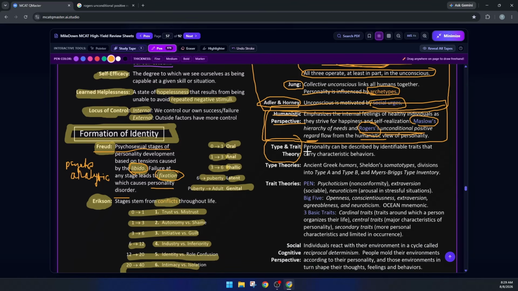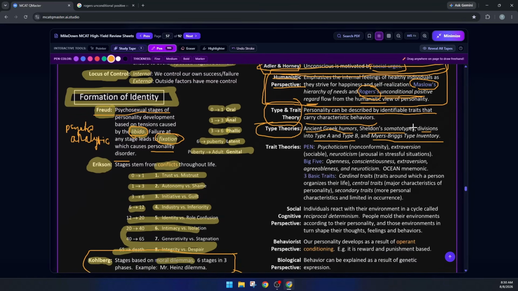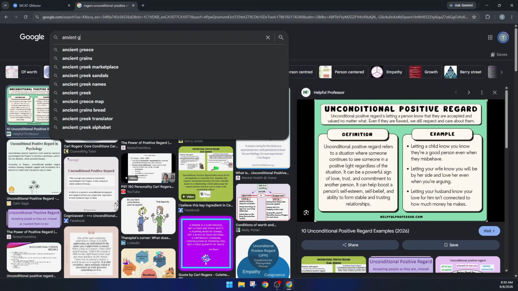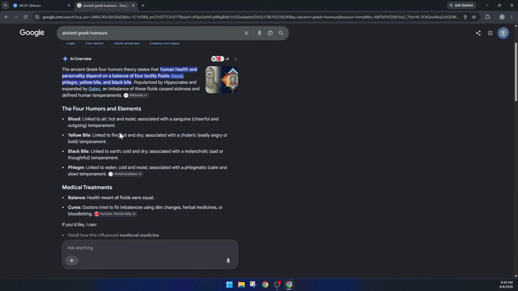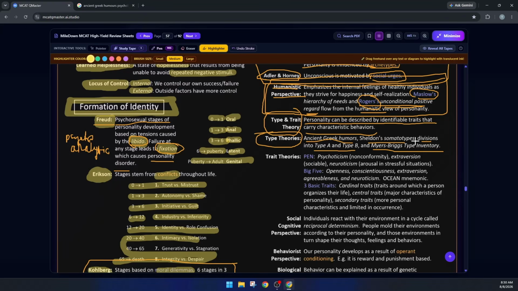Type and trait theory is personality can be described by identifiable factors that carry certain behaviors. So these are some examples of type theories: ancient Greek humors, Sheldon's somatotypes, divisions into type A and type B, Myers-Briggs type inventory. It is not that important to memorize all of them, but you kind of want to have an idea of them, right? So ancient Greek humoral psychology, pioneered by Hippocrates, expanded by Galen, theorized that human personality, behavior, and physical health are driven by 4 bodily fluids. Sheldon somatotypes: you can just search these up really quickly and you'll understand.